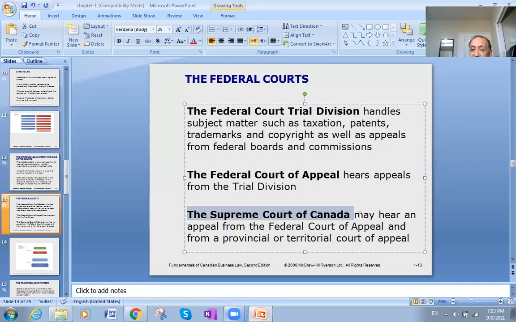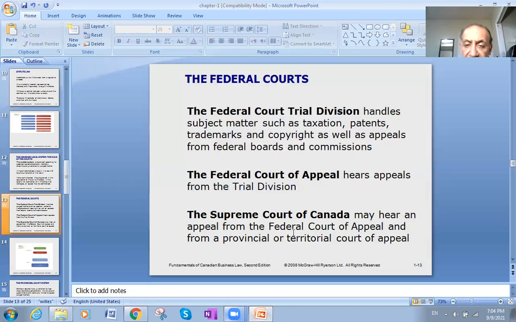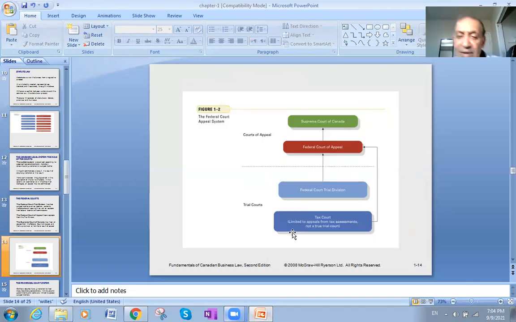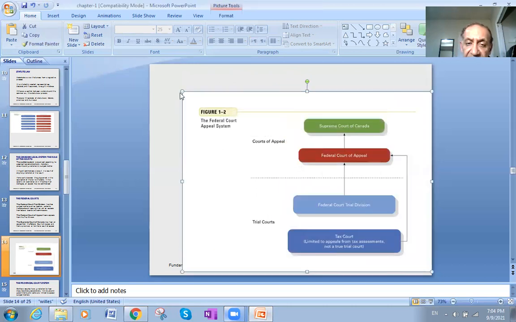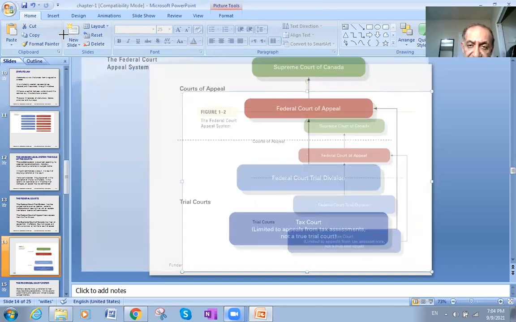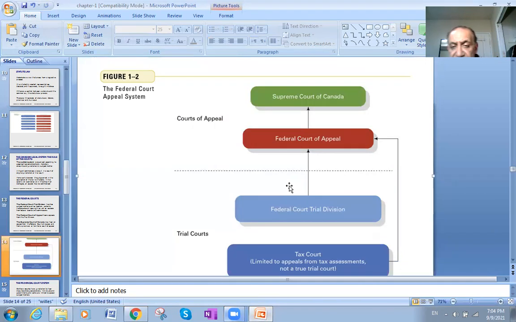So the Supreme Court may hear an appeal from the federal court or from a provincial or territorial court of appeal. Okay. Now I want you to see this diagram. I will enlarge it first to make it very large. So like you see here, the Canadian system of courts, or the Canadian justice system, starts with the Supreme Court of Canada.